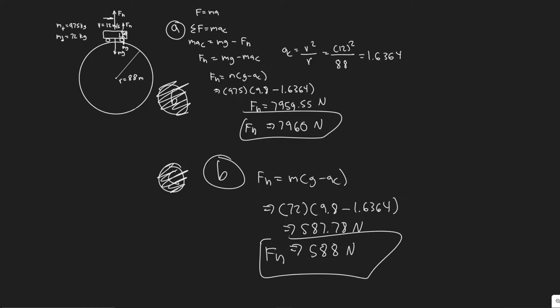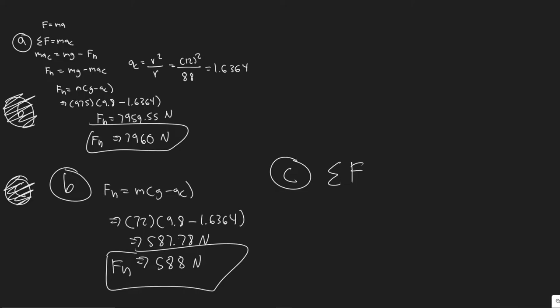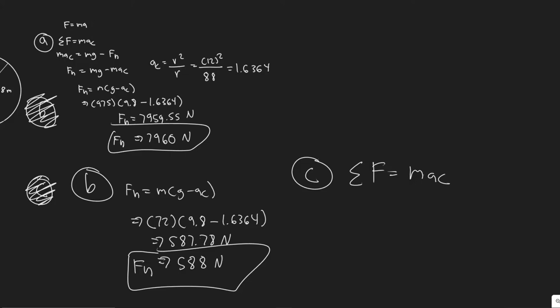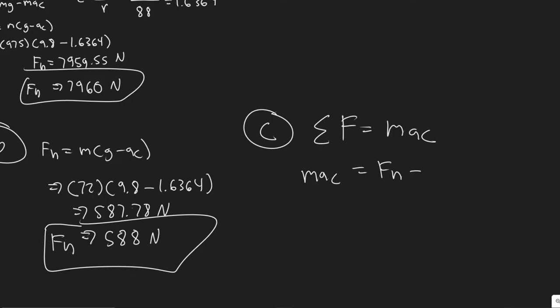So for C, we're looking at the car speed at which the normal force on the driver equals zero. So let's go ahead and sum the forces again. You'll see how this works in a second. Okay, so now we're going to sum up the forces on the driver here. Once again, it's f sub n minus mg. So we have m a c equals f sub n minus mg.